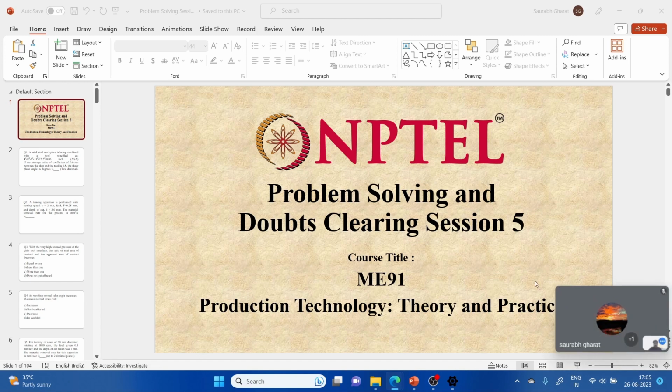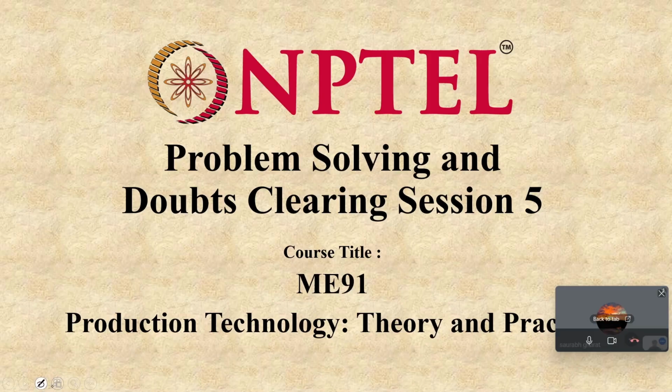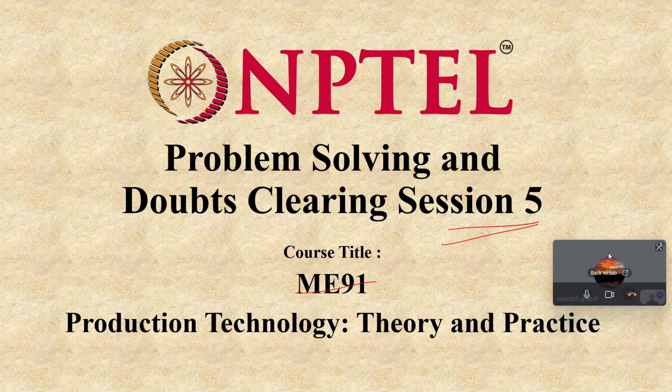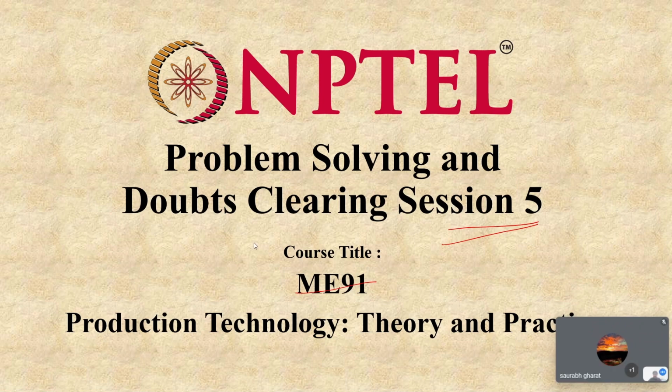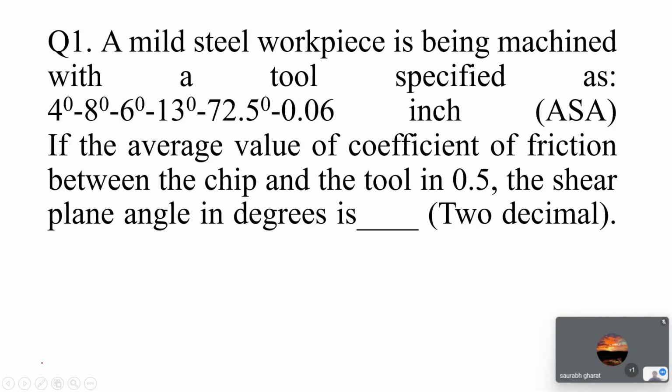Okay. It is assignment number 4. This is the problem solving and doubt clearing session for course AV 91, Production Technology, Theory and Practice. So for assignment number 4, these are the questions and these are the correct answers.